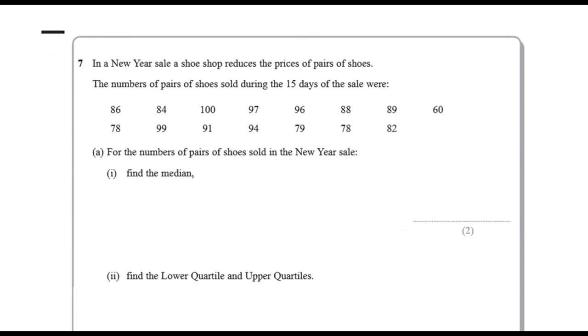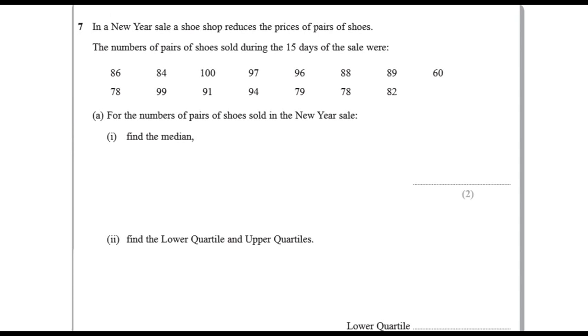Question 7. In a New Year sale, a shoe shop reduces the prices of pairs of shoes. The number of pairs of shoes sold during the first of 15 days of the sale were, well, we've got all numbers. For the number of pairs of shoes sold in New Year's Eve sale, find the median. Median means the middle number. Okay? You need to learn that one. Median is middle number. Now, in order to find the middle of some numbers, they have to be in order first. So the first thing I would do if I was you is I would write out these numbers in order. Make sure you get them all.